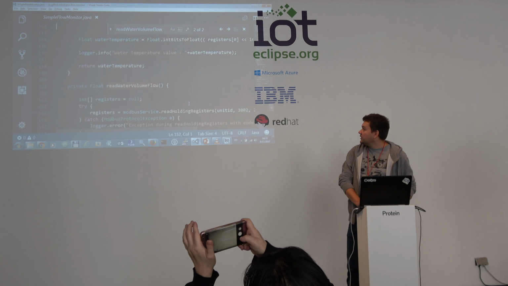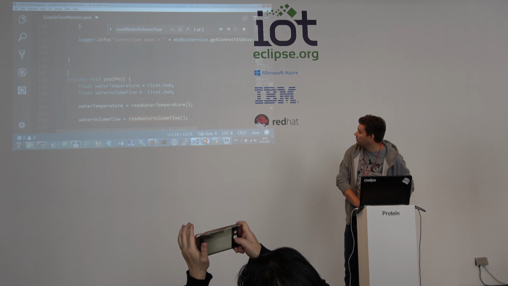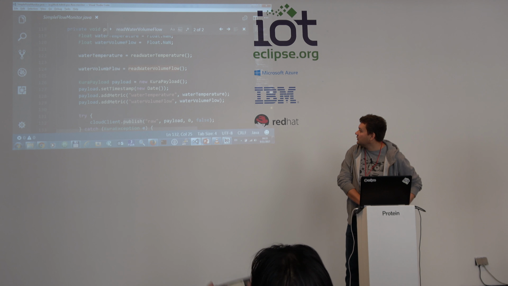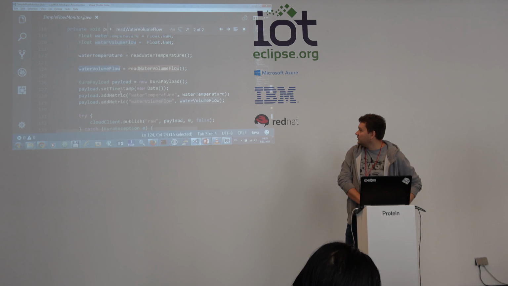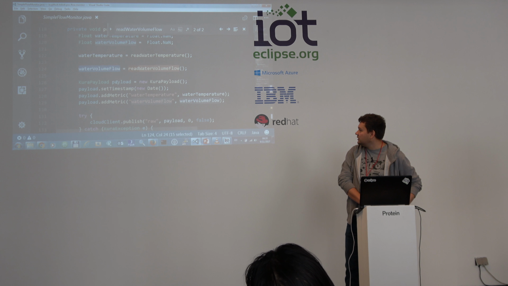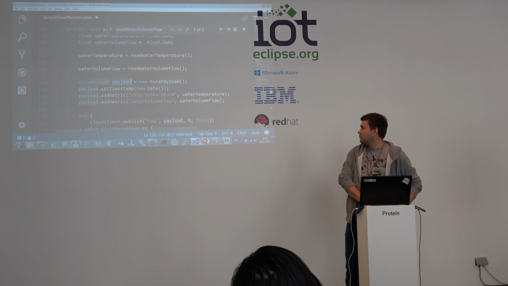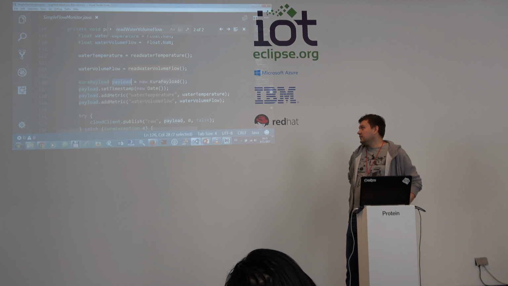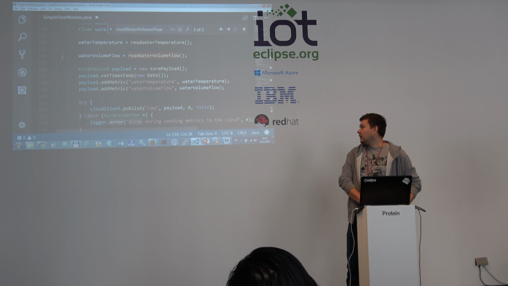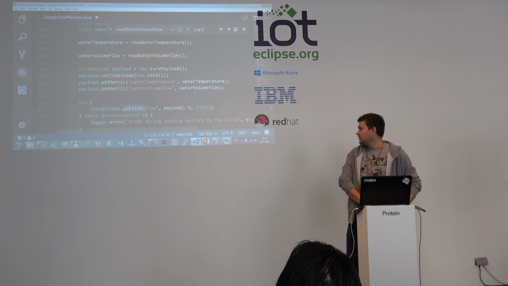And this water flow value in pollPV is bundled into the Kura payload. It is a concept from Eclipse Kura, the description of the data which will be sent to the cloud. So I'm using the cloud client and publishing the payload with 2 metrics, the water volume flow and the temperature, to the cloud.